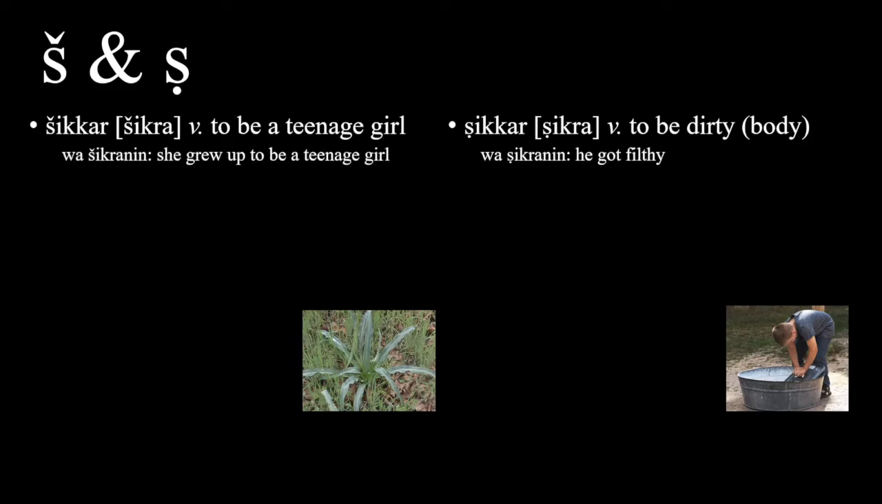So you can say wa shikranin. You usually say this for a girl. She's like, oh, she grew up and became like an adolescent. Wa shikranin. Now there is a word for to be dirty on the body, which means wa shikranin. It got filthy, like if you were rolling around in mud.